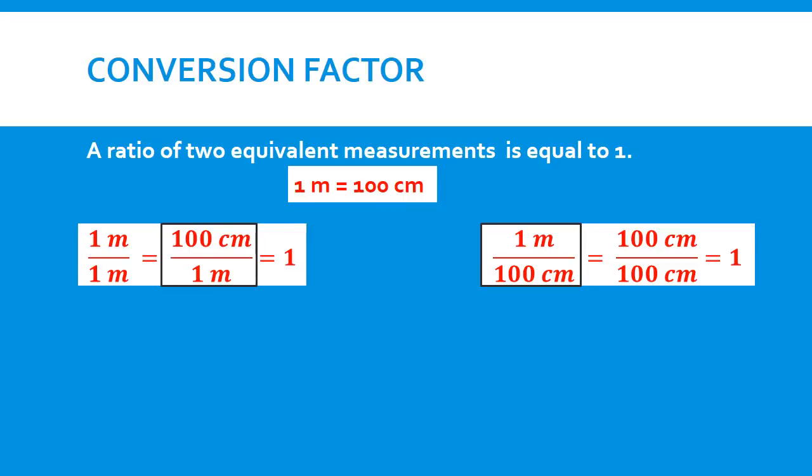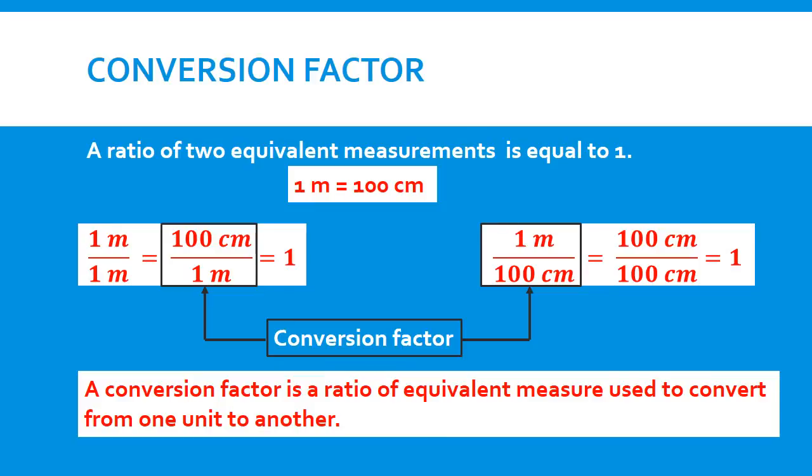So 100 centimeters in 1 meter. 1 meter is made up of 100 centimeters. These are what we call our conversion factors. It means I can use this ratio or this relationship to convert from centimeters to meters or from meters to centimeters. And that's what a conversion factor is. It's a ratio of the equivalent measures used to convert from one unit to the other.